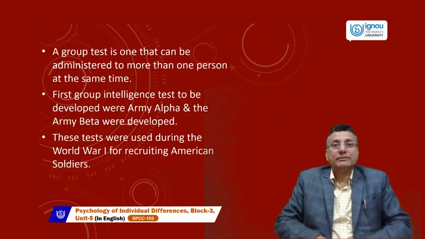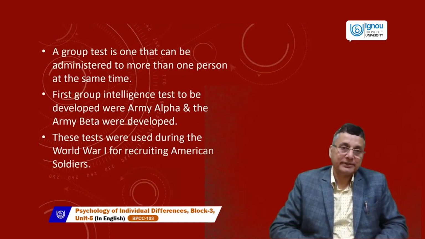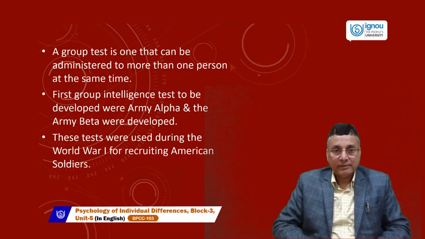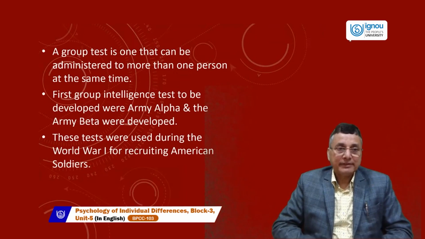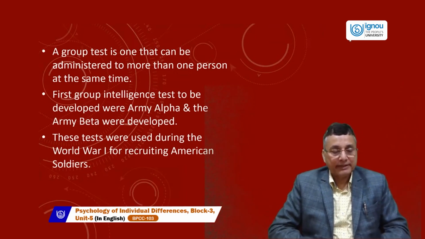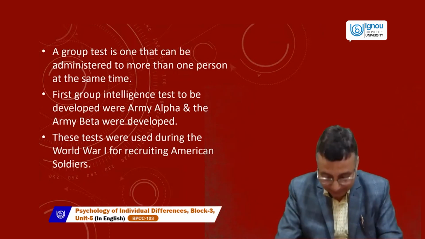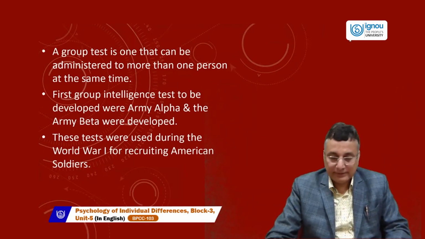So let us see what a group test is. A group test is one that can be administered to more than one person at the same time. The first group intelligence tests to be developed were Army Alpha and Army Beta. These tests were used during World War One for recruiting American soldiers. So group tests were first developed for World War One.